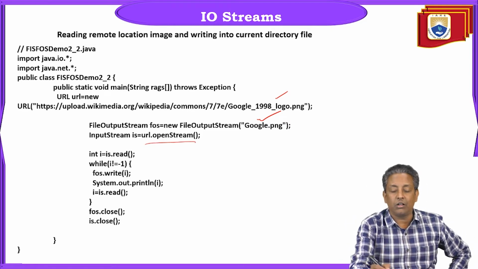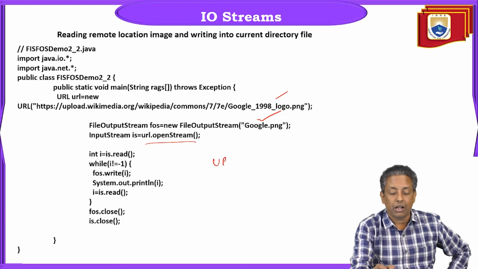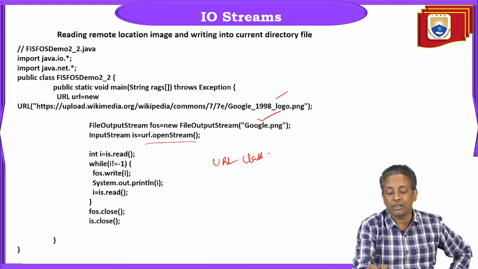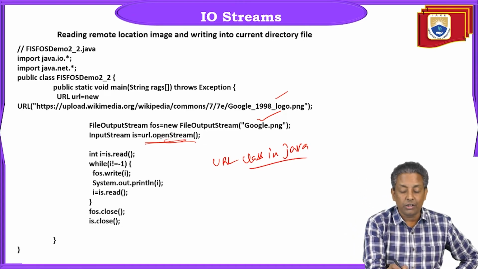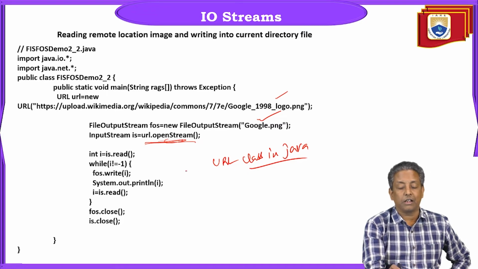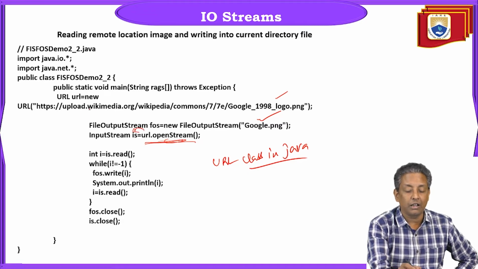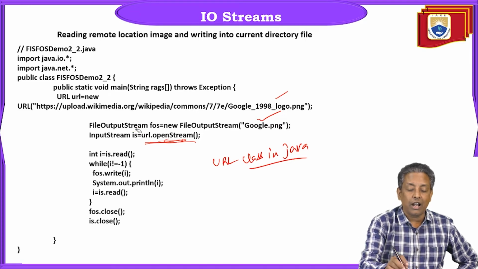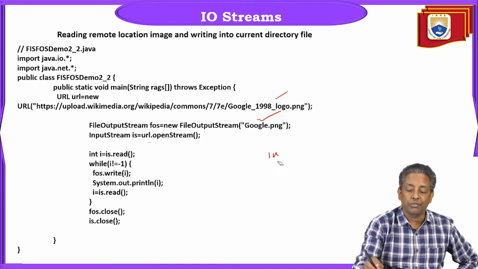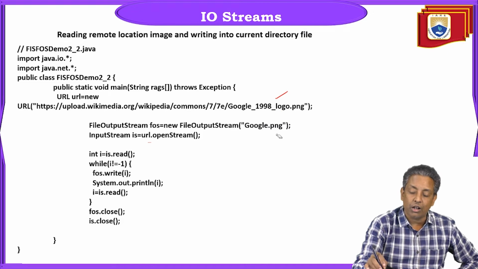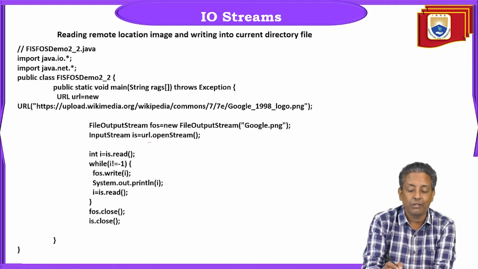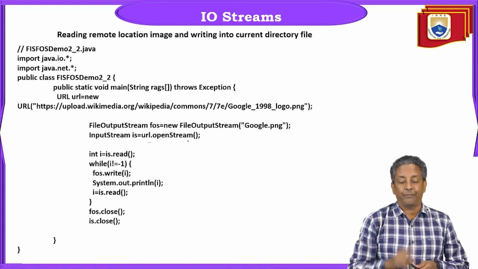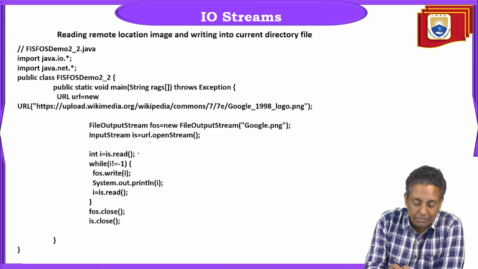Please visit the URL class in Java in the API documentation. In the URL class you will find one method called openStream. This URL object's openStream method opens an input stream for the above URL. Then you need not worry about how to open an input stream object for a URL. First you pass the URL into the URL class constructor and create one URL object. The openStream method will open an input stream. That's it. So from the input stream you read each byte.